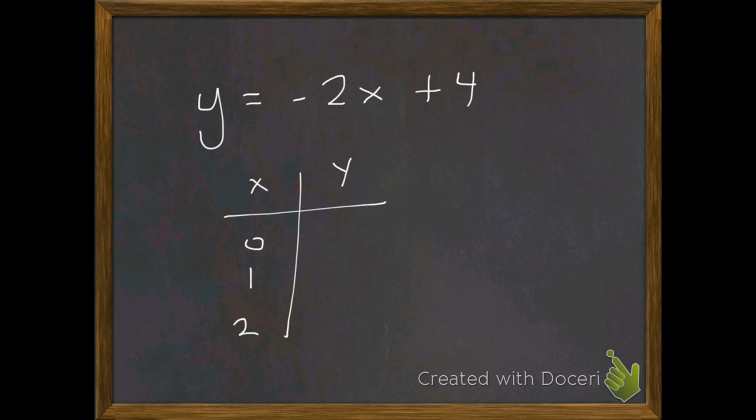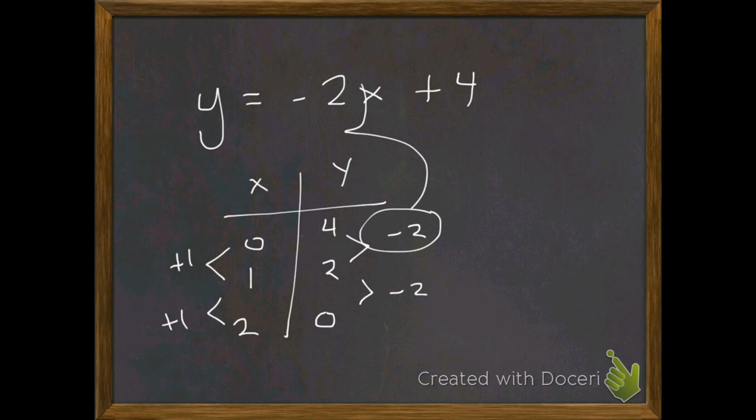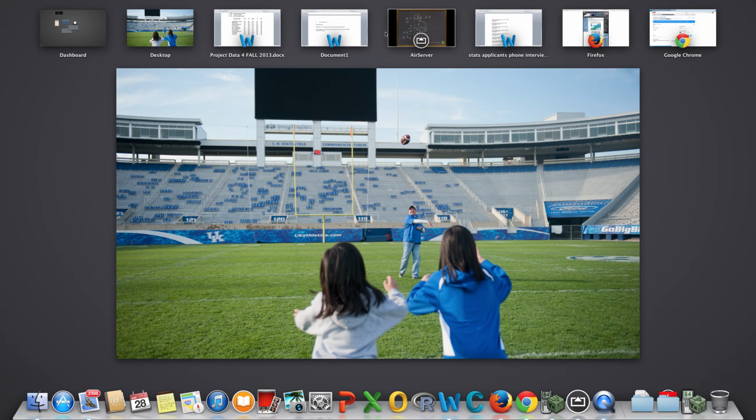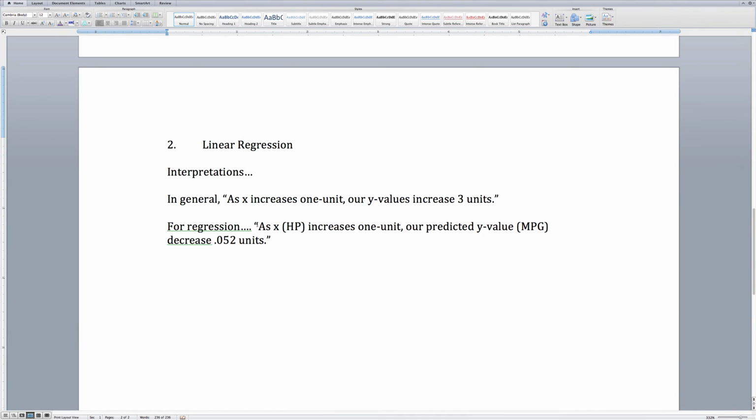If we put these values of x in our model, we'll get the corresponding y values. Again, as we increase 1 unit over here, our y values go down by 2, giving us a -2, and this corresponds precisely with the value we get here. Okay? Leading us to our interpretation that's important for regression. So in this case, as x increases 1 unit, our predicted y value decreases 0.052.